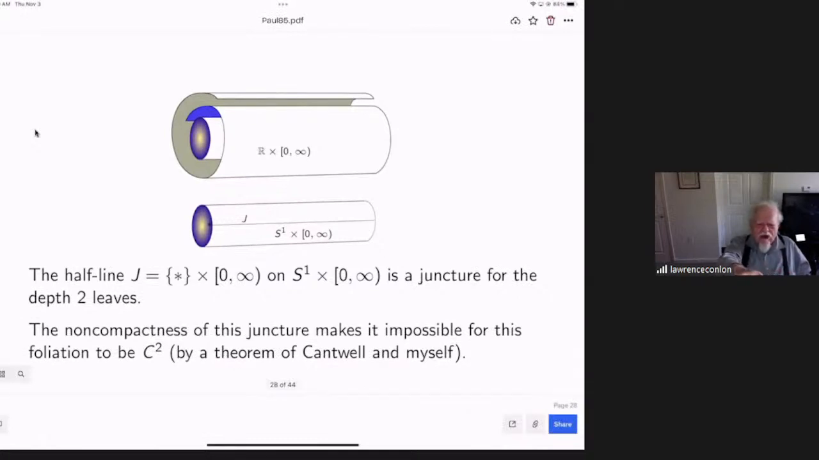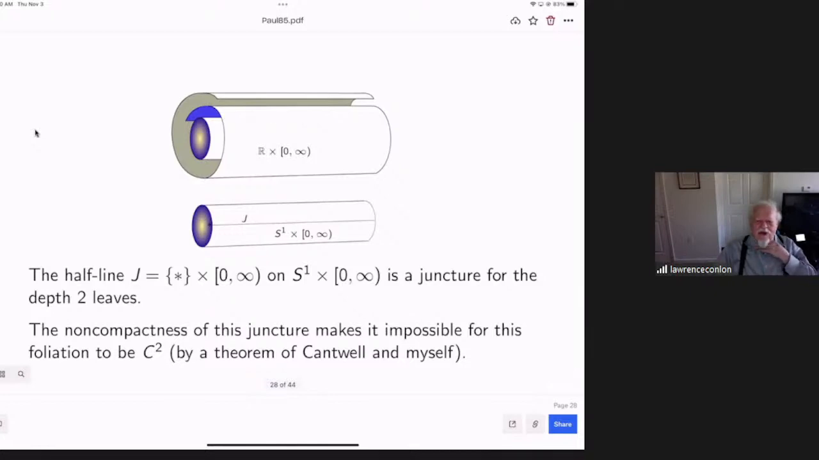And notice that J, the base point across zero infinity, is a juncture for the depth two leaves. Depth two leaves are half planes winding around this half cylinder.